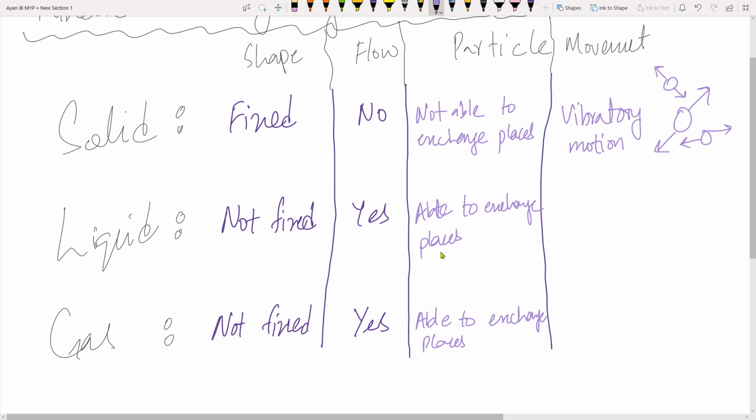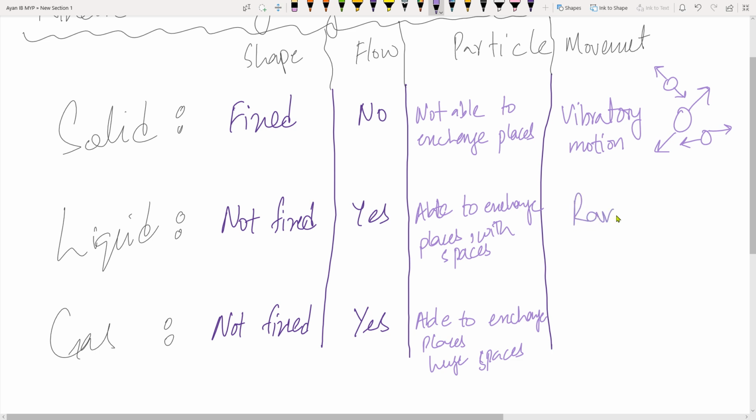So they have spaces between them, for which liquids or gases? With spaces between them, and then gases have huge spaces between them. Yeah, huge spaces between them. Okay, good. So what kind of movement do you expect in both?